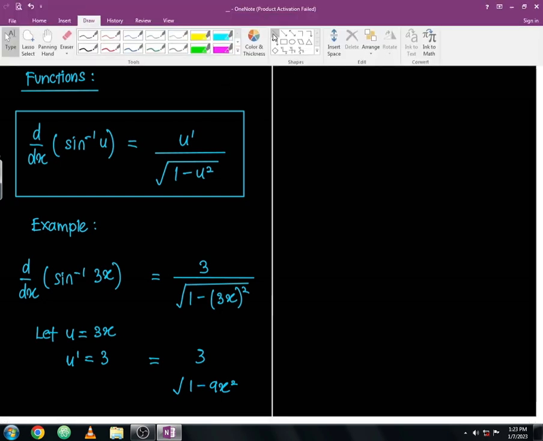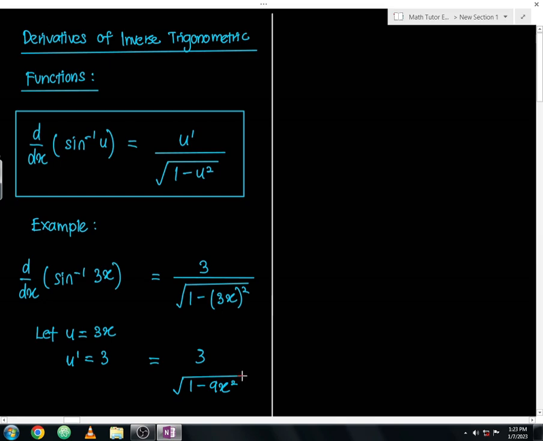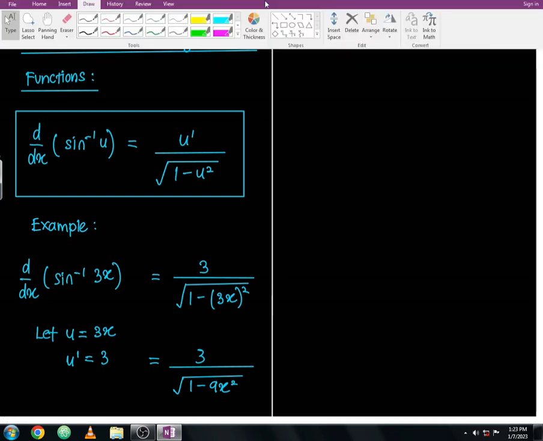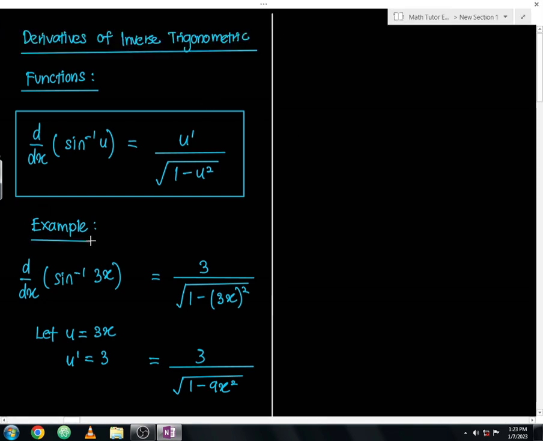Okay, so let me underline this, and then underline the fraction line as well. Alright, and let me show another example. If this example is easy, let me show you another example which is slightly complicated. Let's say you have the derivative d over dx of sine inverse 4x squared.